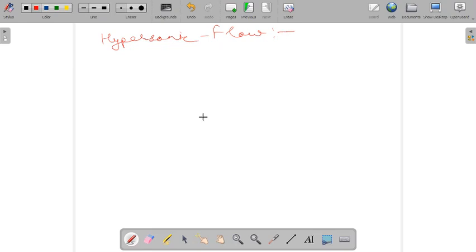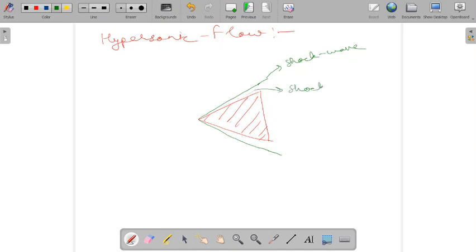So in case of hypersonic flows, what happens? Once again, we have this wedge shaped structure, and in this wedge shaped structure there will be a shock wave, but this shock wave will be very much adjacent to the surface of the object. Here, this shock wave is almost attached to the surface. Below this shock wave, whatever fluid I have is called the shock layer.